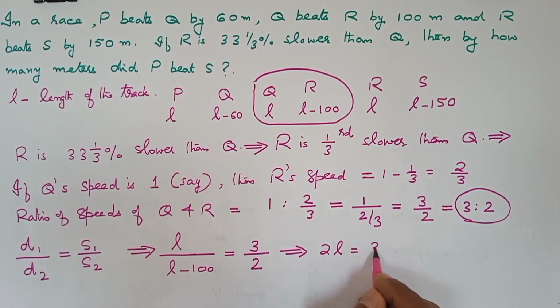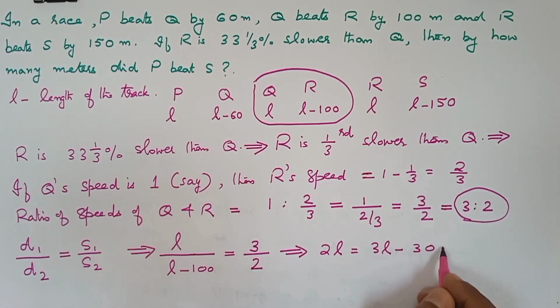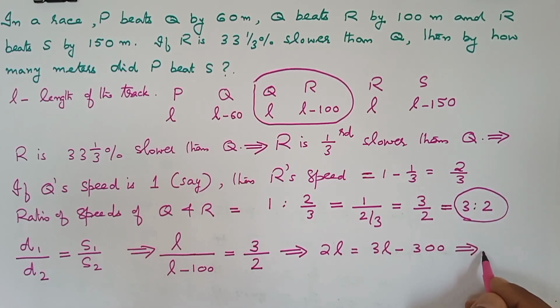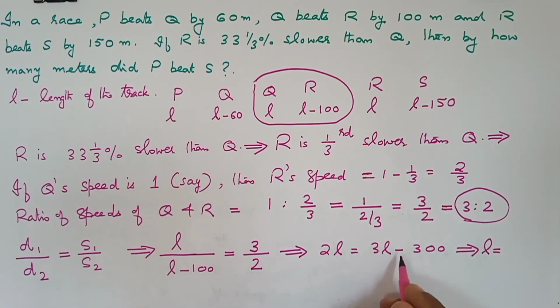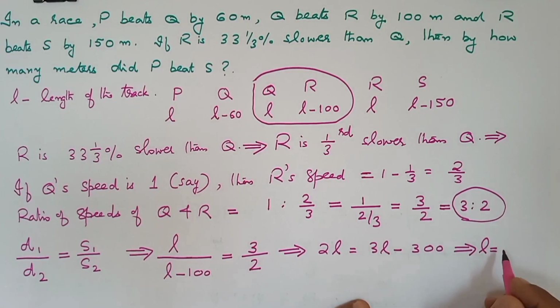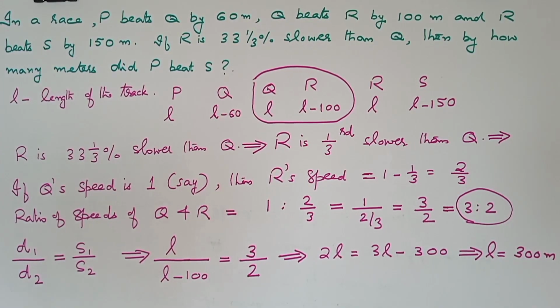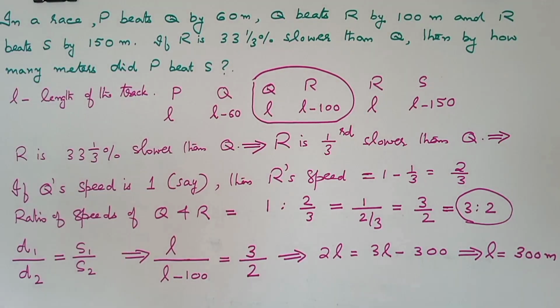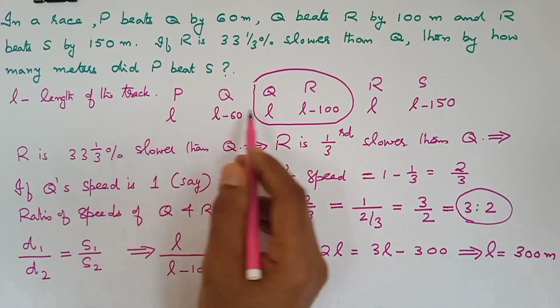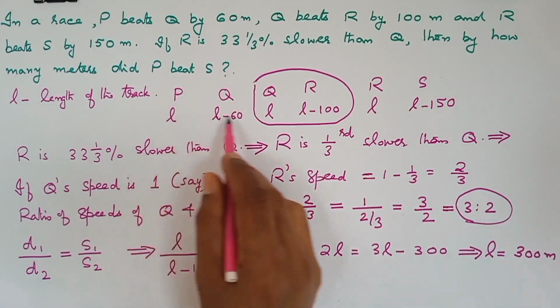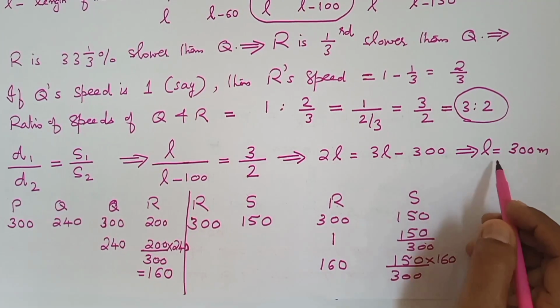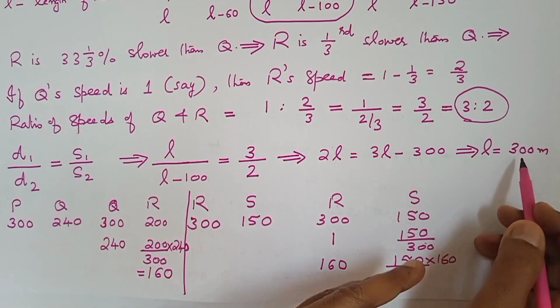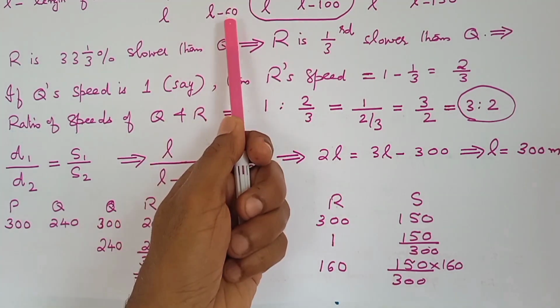2L, 3L minus 300. This implies, take this to the other side, finally you will get L equal to 300 meters. Now the question is about by how many meters did P beat S? Okay, we can easily find out that once you substitute L equal to 300 meters here. So we got the length of the racetrack. Substitute 300 meters where we had started the solution with.